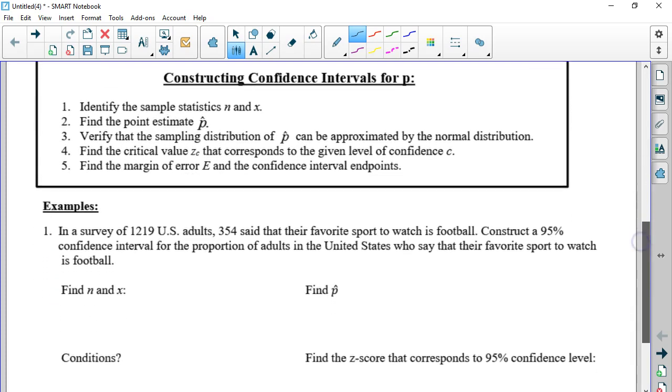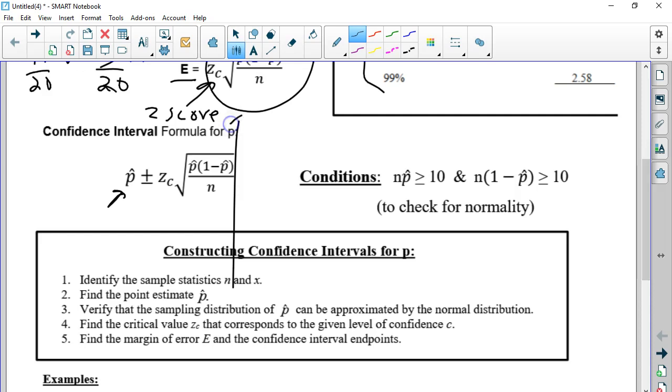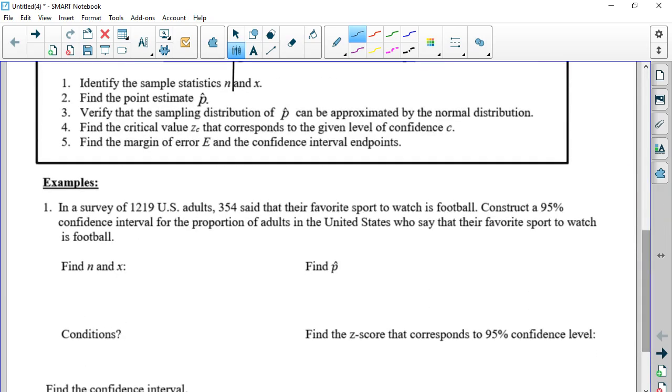Nothing really new there. Now, we want to identify n and x, find p hat, which is just x divided by n, remember. Verify that the sampling distribution can be approximated by the normal distribution. So check our conditions. Find the critical value z, whether it's 1.65, 1.96, or 2.58, given the level of confidence, 90, 95, 99%. And then find the margin of error and the confidence interval. Just put it all together. So let's do this real quickly.